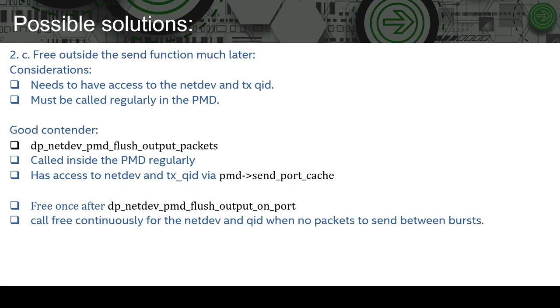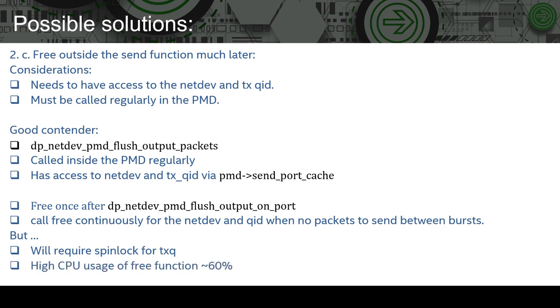But this is not an elegant solution. Why? This will require access to spin locks on txqs and as a consequence has high CPU usage, around 60% in perf top. Moreover, directly calling free here breaks abstractions. So fair, let's try to solve these problems now.